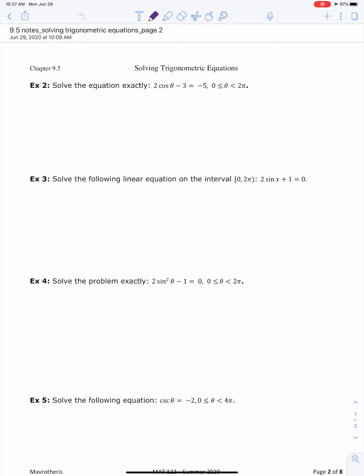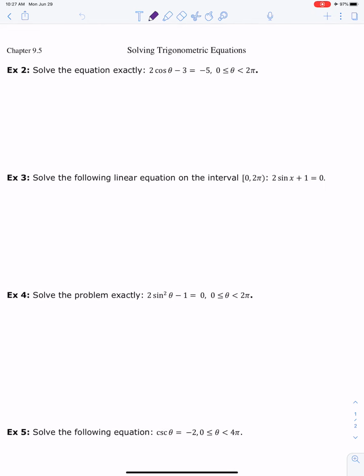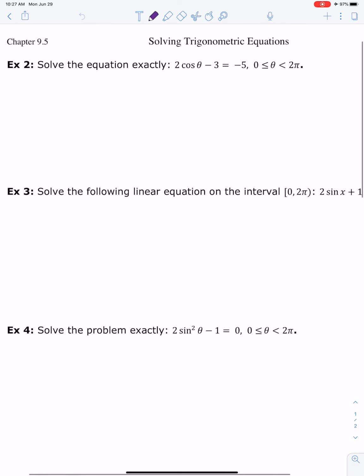equations. Okay, so example 2. We want to solve the equation exactly. Keep in mind that when you see exactly, the book and the homework are referring to exact solutions as we would see them on the unit circle. So you're not plugging anything into the calculator and cranking out a decimal. Okay, so we want to solve for theta. We've got stuff that we need to take care of here.